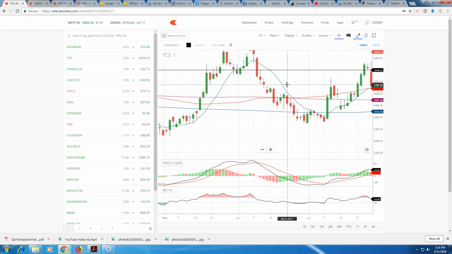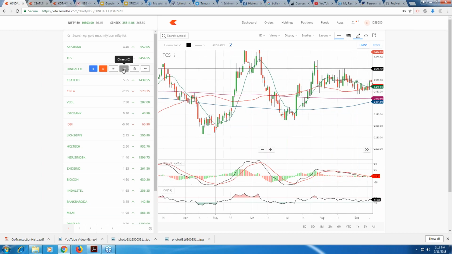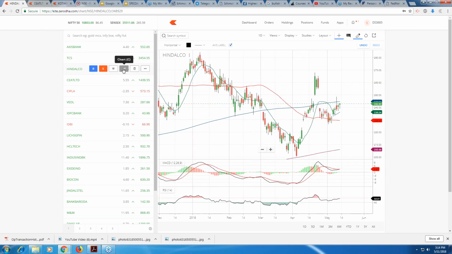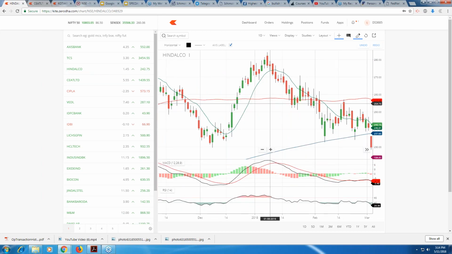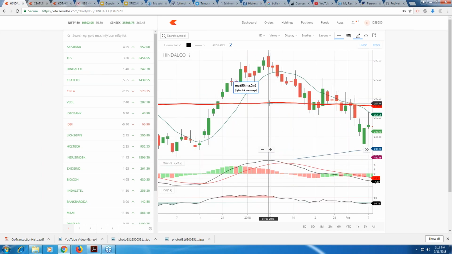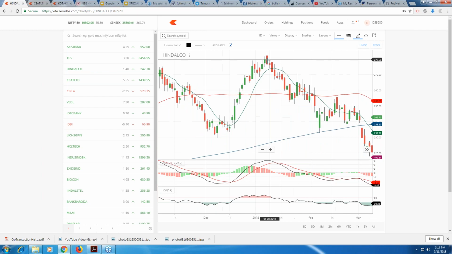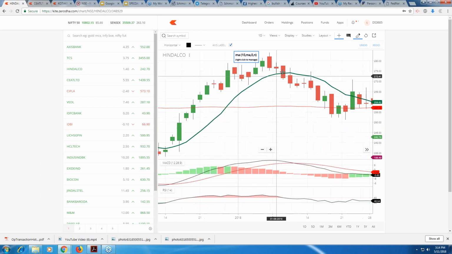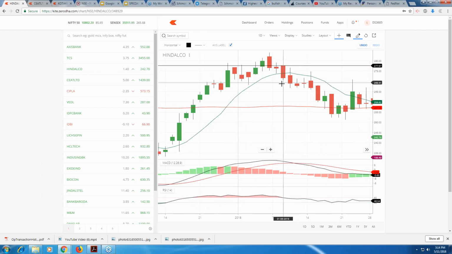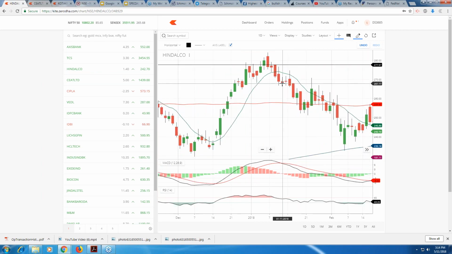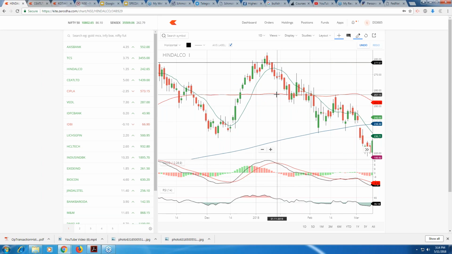Let me show you another example of Hindalco, right? Hindalco here. Look at this bearish engulfing candle. Price didn't pierce here. You have to wait for the price to go below the 10 moving average. This is a solid Marubozu candle. Price has pierced the 10 moving average. MACD has crossed over. RSI has crossed over, and see the fall that has come, right?